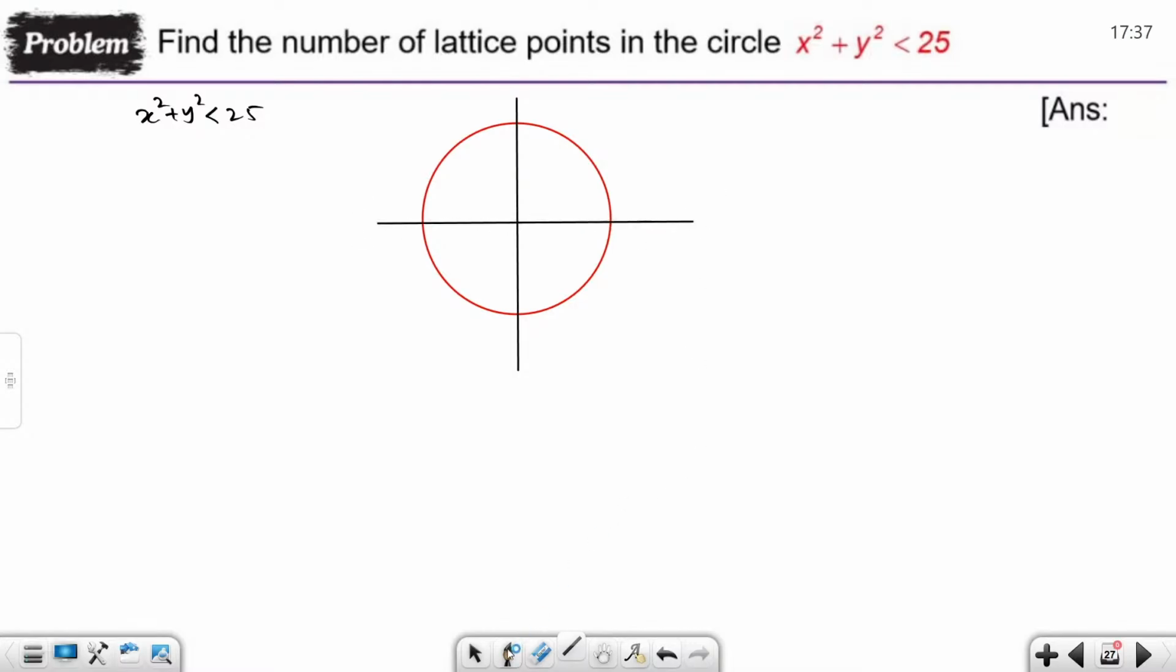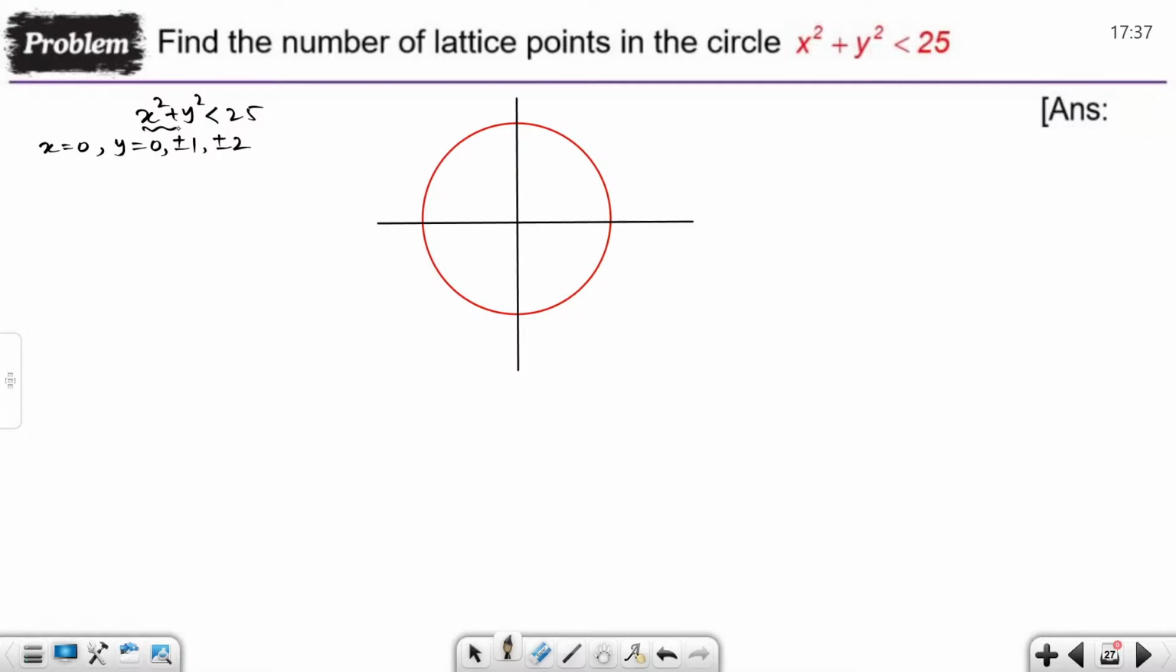Tell me yes or no. Okay, so now let us try. We will start from when x is 0. When x is 0, your y can take 0, plus minus 1, plus minus 2.